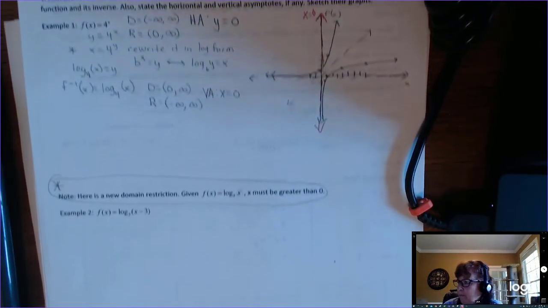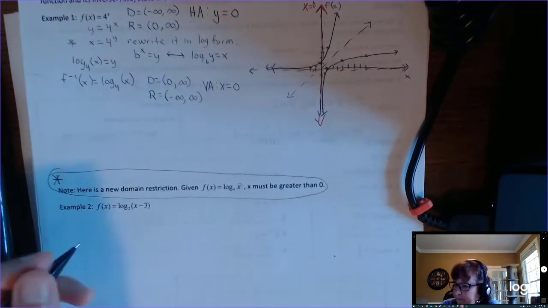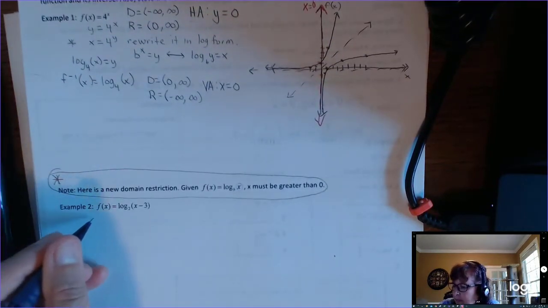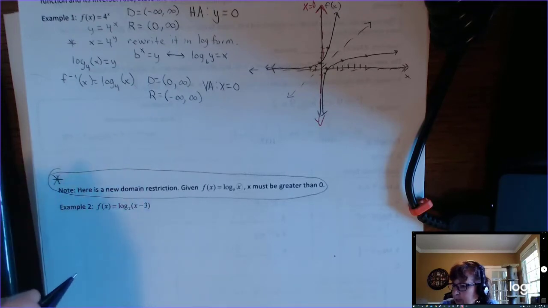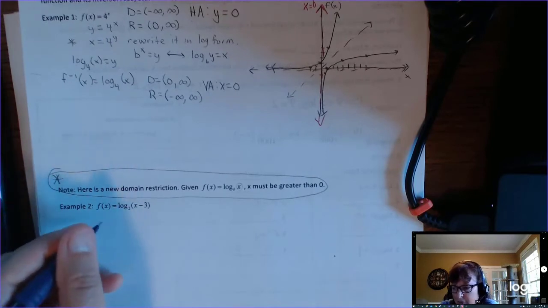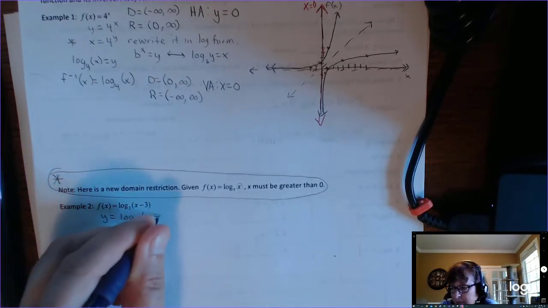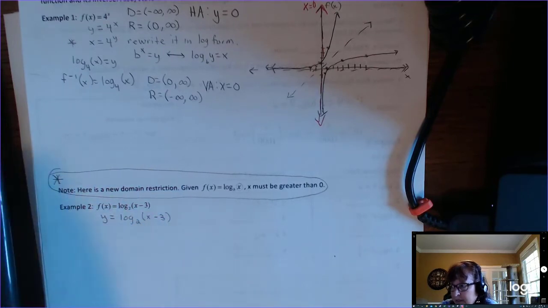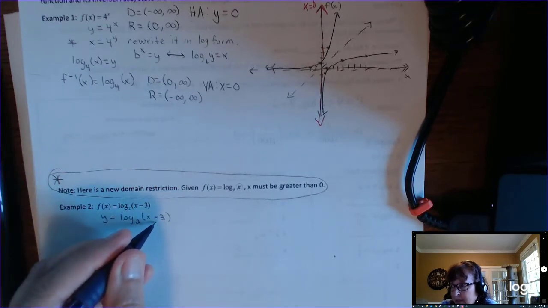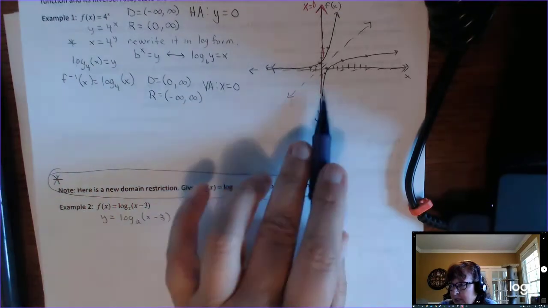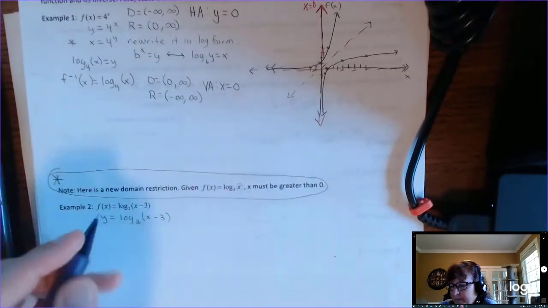Okay, let's look at this next one. f of x equals log base 2 of x minus 3, and our job is to find the inverse of this. Okay, so we're going to write it as y equals log base 2 of x minus 3, and I added a little something there. There's a translation, right 3. So it's kind of going to look like this, but move to the right 3.